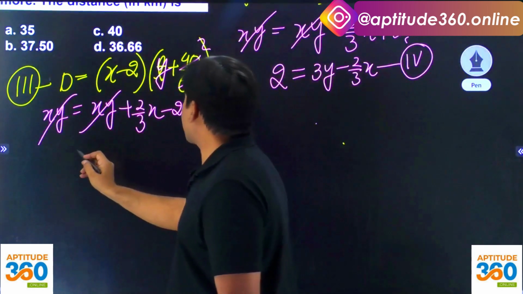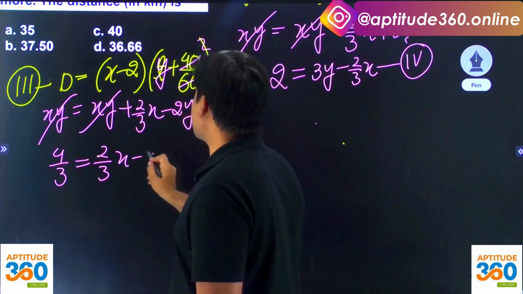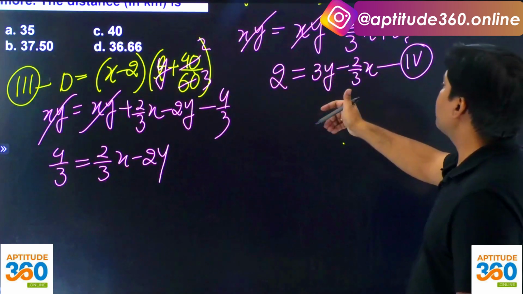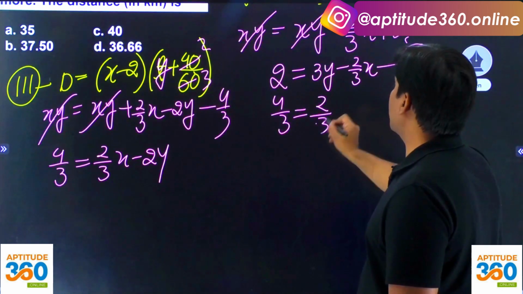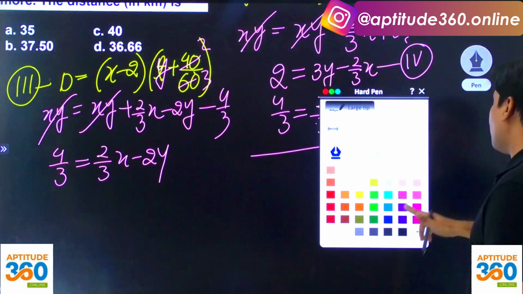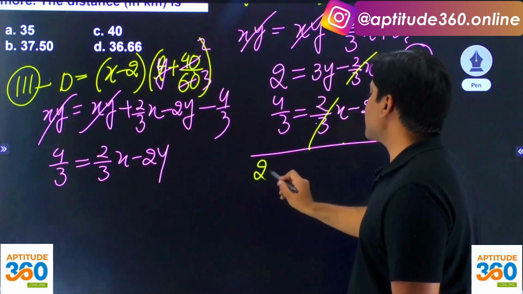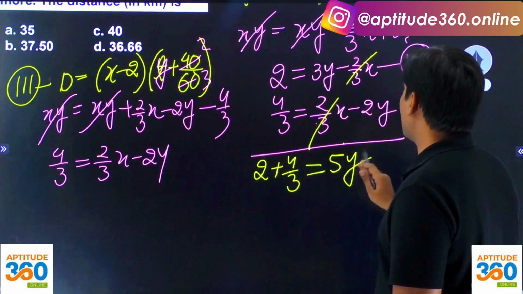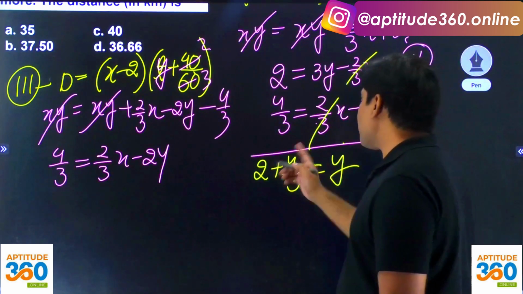So out here, this becomes 4 by 3 is equal to 2 by 3 x minus 2y. Now see this, you have got this equation out here. And अगर आपने इन दोनों को ऐड कर दिया तो you will have the value of y, because this and this will get cancelled. So 2 plus 4 by 3 is equal to 2 plus 3y minus 2y. Y. So this is where we have found out the value of y.